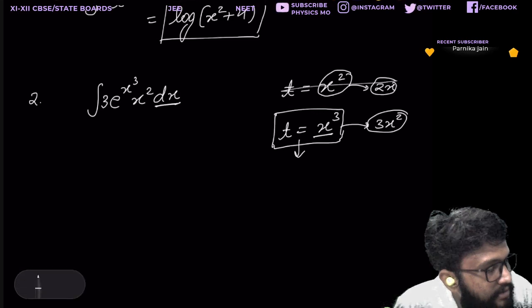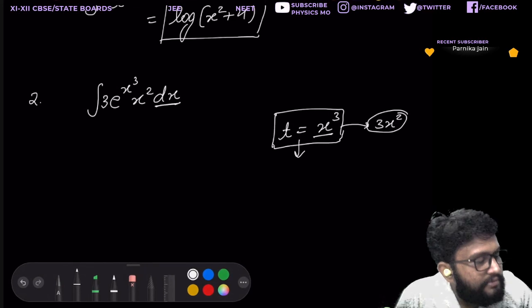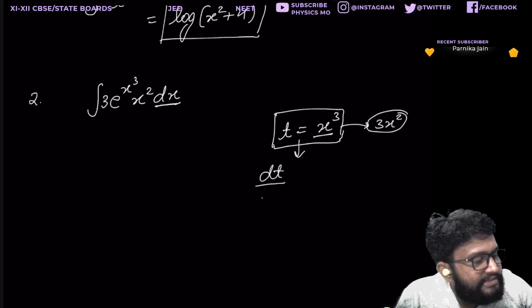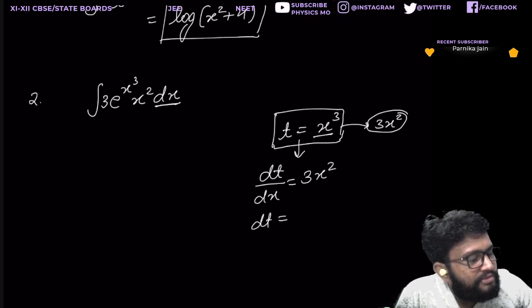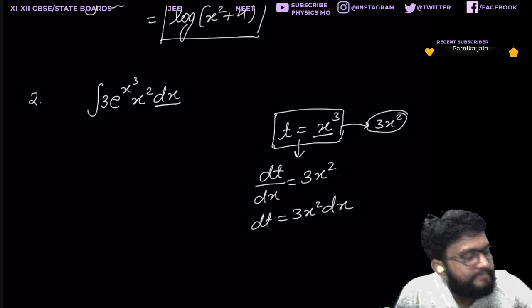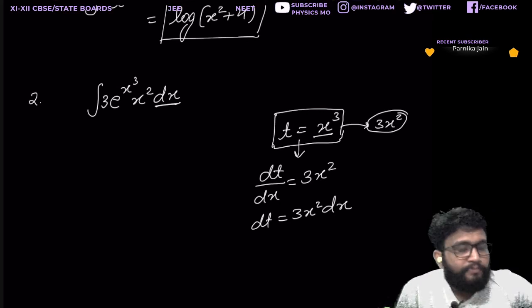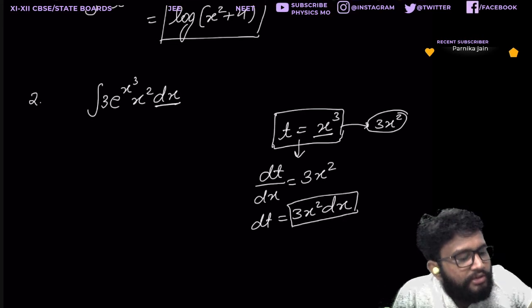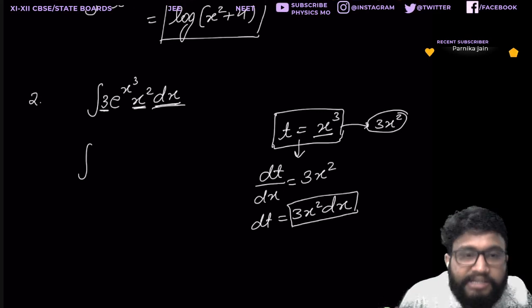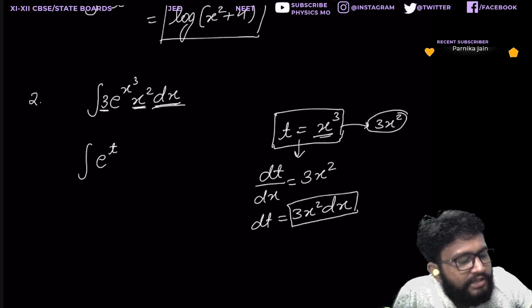So the second assumption will work, and if we write dt by dx, this will be equals to 3x square, so dt will be equals to 3x square dx. So this 3x square dx can be replaced by dt. So in place of 3x square and dx, you can just write dt, and in place of x cube you can write t. So your function will look like e raised to power t dt.